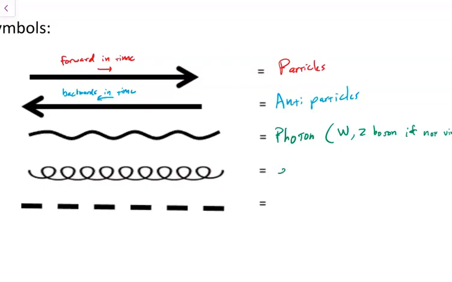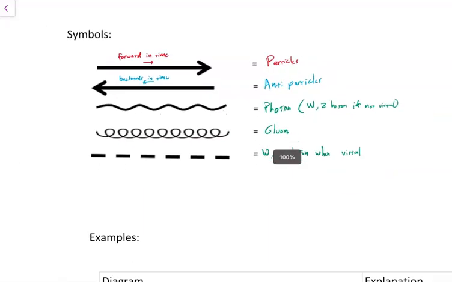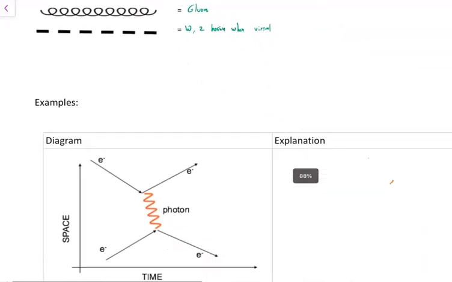This is a gluon, and this dotted line is technically the correct way to draw your W and Z bosons when virtual. But you'll see them flip between the squiggly and the dotted lines in IB problems. Just don't worry about that too much. All right, let's look at some examples and see if we can make sense of these diagrams.